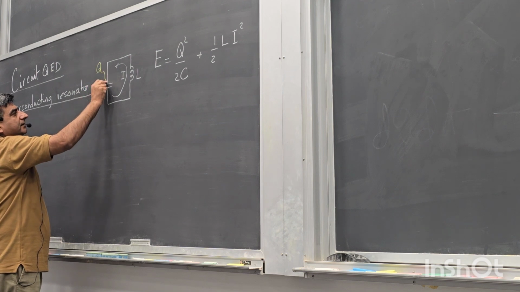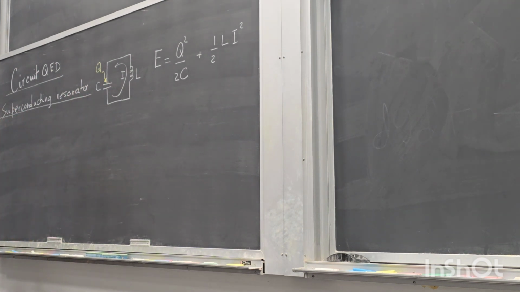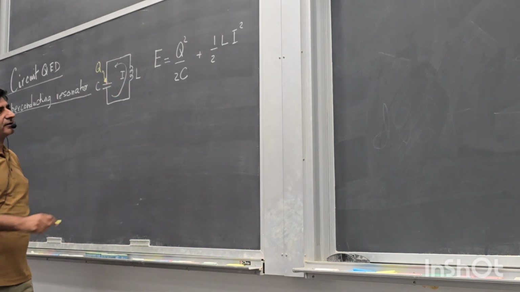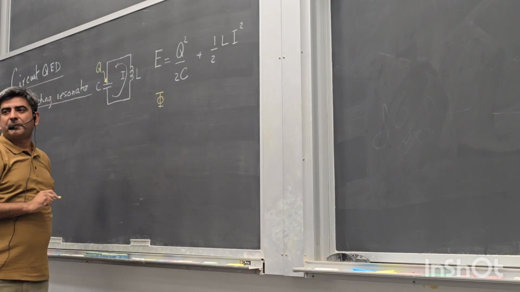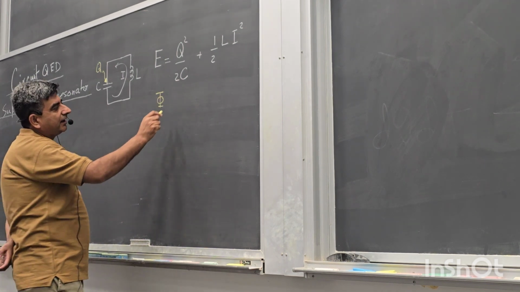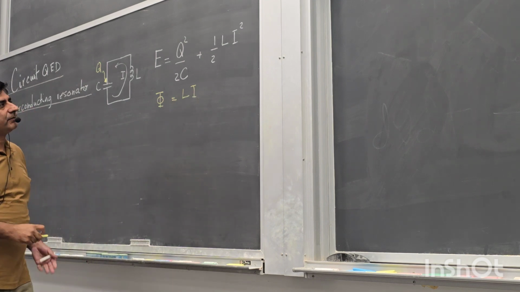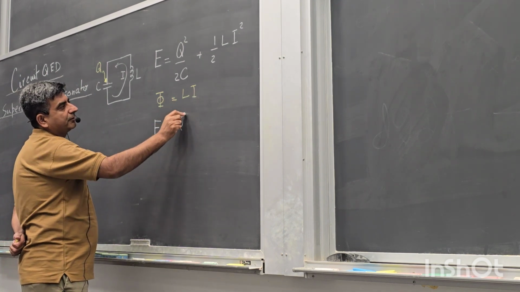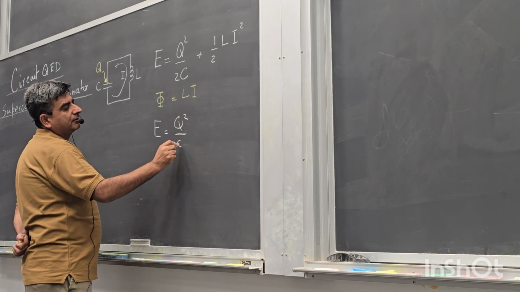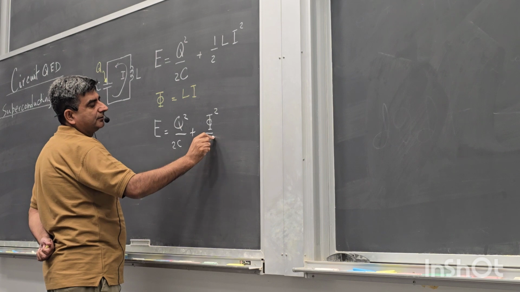So this capacitance carries charge and some current flows through the inductor. Now we also know that a current that flows through the inductor is going to produce a flux, a magnetic flux. That flux is LI. So the energy inside the system is going to be Q squared over 2C plus phi squared over 2L.